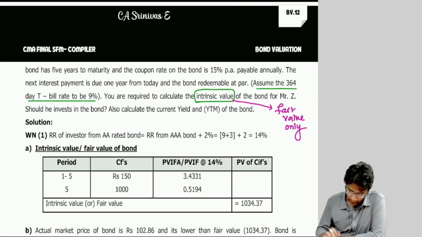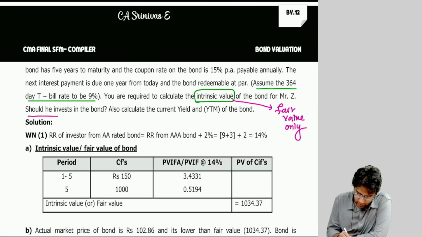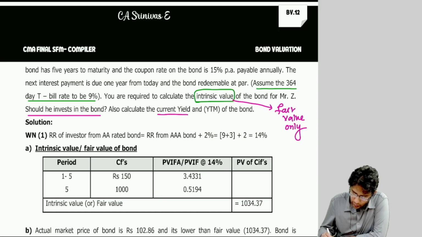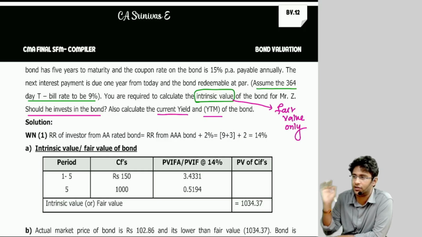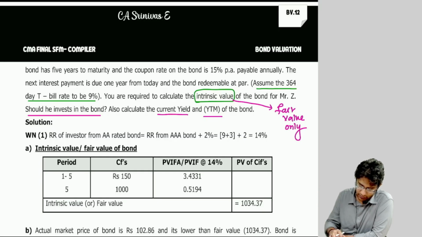Fair value. Should he invest in the bond? This is the decision. Calculate current yield, YTM, approximate YTM. If you use the second formula, it is sufficient. Whatever we learnt in this chapter till now, everything is there in this question. Go on. Start.